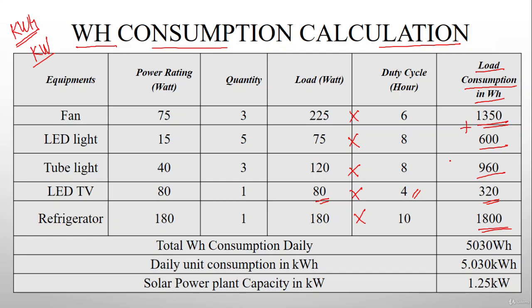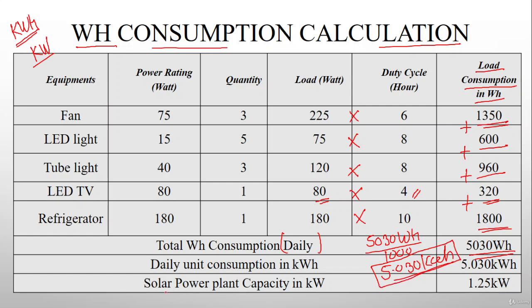When we add all these values, we get the total watt hour consumption on a daily basis of 5030 watt hours. So on a daily basis, the consumer is consuming this much load. Whenever we divide this load by 1000, we get the answer in kilowatt hours, which is 5.030 kilowatt hours. So in one day, the consumer requires 5.03 kilowatt hours of units for consumption.